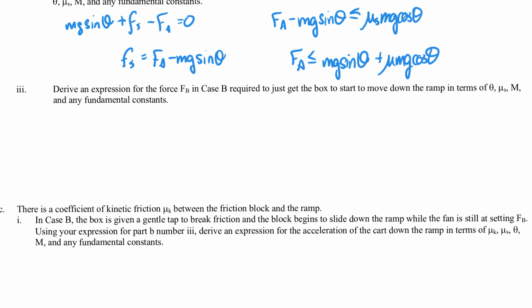All right. Derive an expression for the force FB in case B required to just get the box to start to move down the ramp in terms of theta, mu, m, and all the other stuff. I mean, this is a rehash of the same problem, isn't it? So I think on an actual AP exam, this would start to get redundant. I'm not sure it's worth doing this.